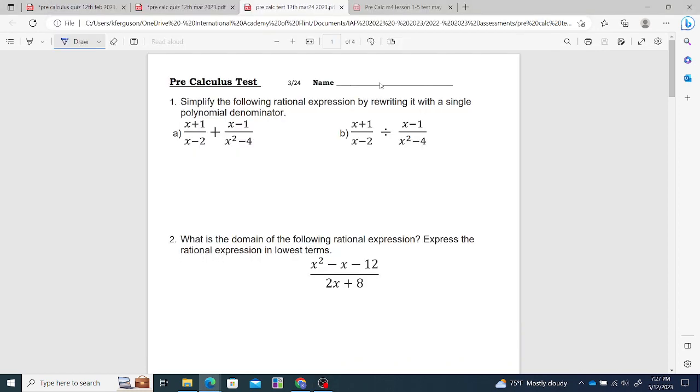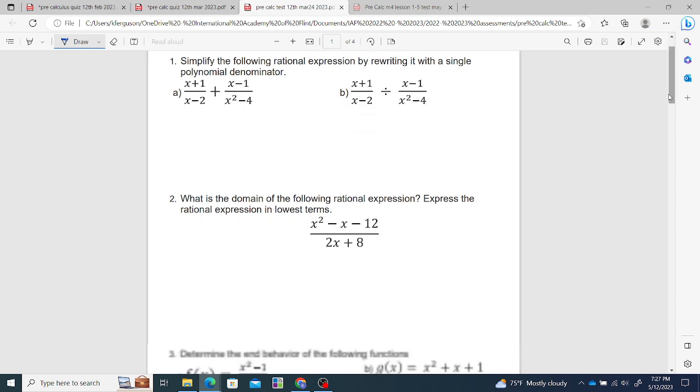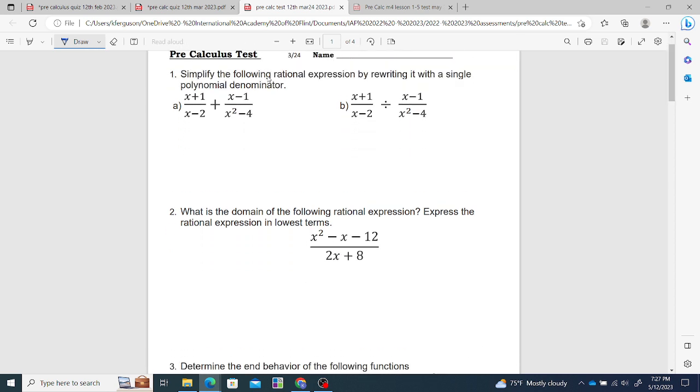Whew, okay, so we're at the next one. We got a test here. Simplify the following rational expressions by rewriting it as a single polynomial denominator. Add, divide. We're just saying you got fractions that you need to either add, subtract, multiply, divide. You need to find a common denominator to do it.